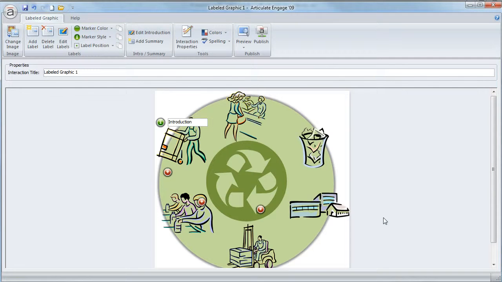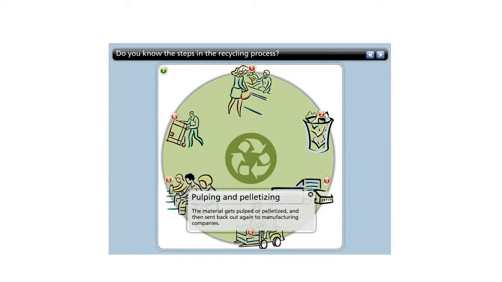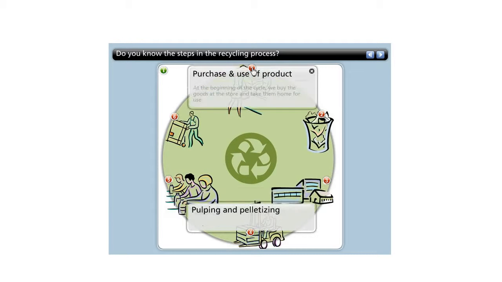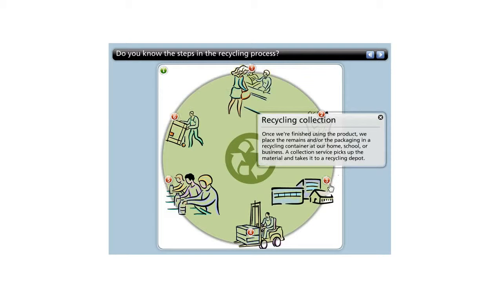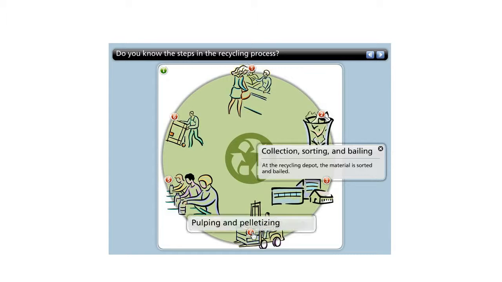Now, all I would need to do is add a few more of these little red markers, right, in my Engage file and position them in just the right place on my image. And of course, add some text for each one. And then I can publish my interaction. I've actually already created a sample of this to show you. So I'm going to switch over to my published output and we'll take a look. So here's my Engage interaction and my image is right here, and I can click on any of these items, right, to learn about the recycling process.